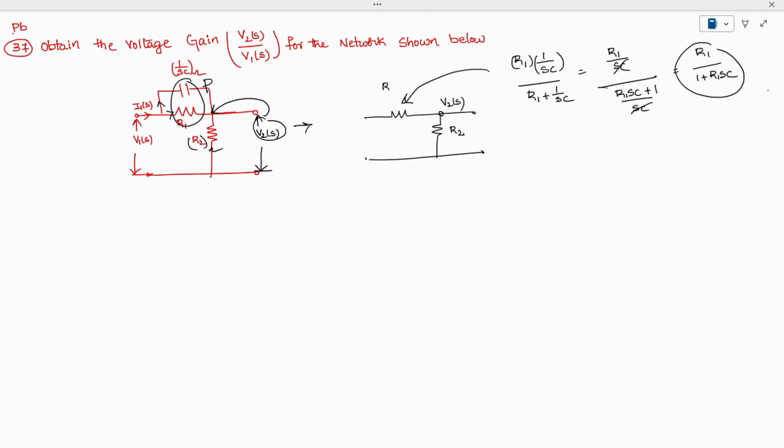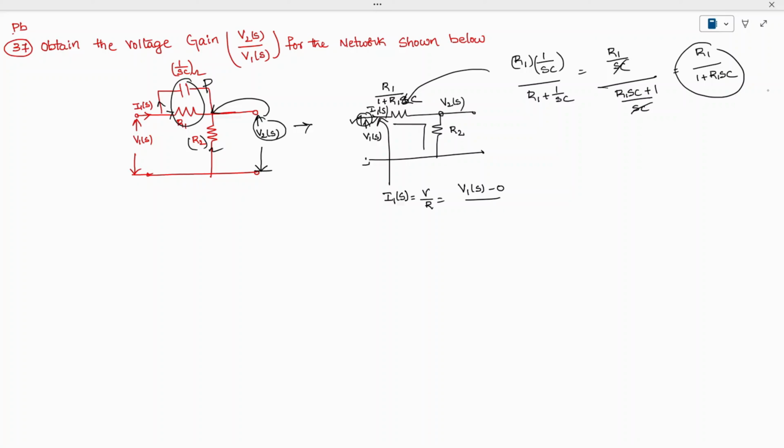So this is R1 divided by 1 plus R1 SC, with an input voltage of V1(s), which carries a current of I1(s). Now we need to find the voltage gain. I'm going to find I1(s) by using nodal analysis. Current I equals V by R. I am finding V1(s) with respect to this node. This node voltage is V1(s) minus 0 divided by R.